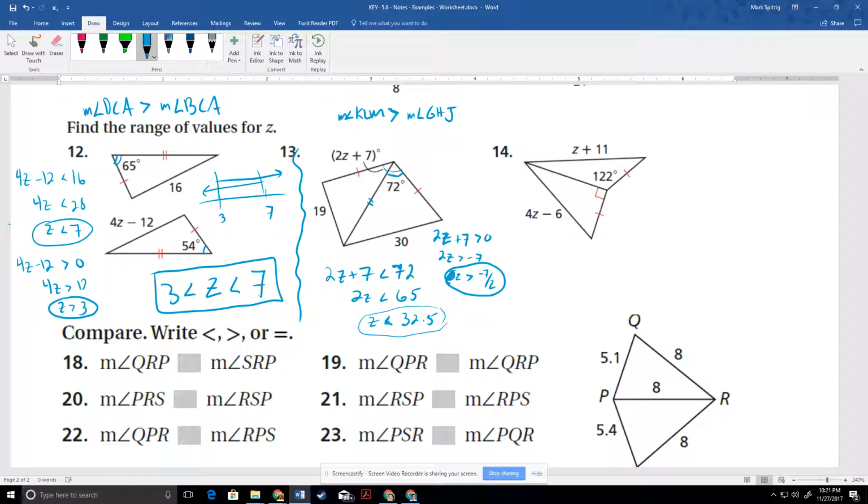All right. And then also, finally, we know that because it's an angle, it has to be less than 180. So 2z plus 7 has to be less than 180. It's an angle in a triangle, I should say. So 2z is less than 173. So z is going to be less than 173/2. I'm just going to leave it for now. But those are the 3 that I have to look at.